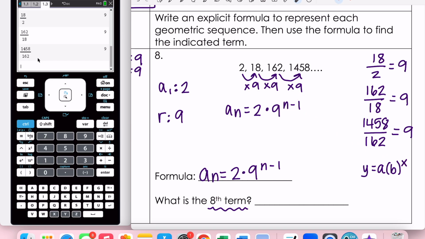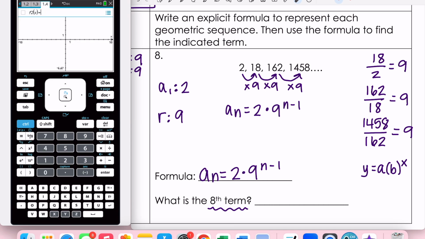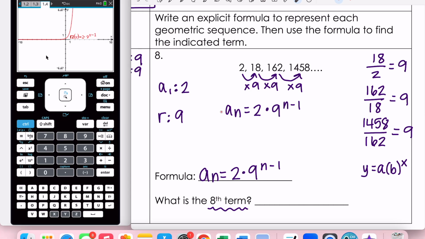So I'm kind of curious to see what this graph will look like, because this is just an equation. I'm going to put 2 times parentheses 9, close parentheses, raised to the power of x minus 1. Now, when you press enter, sure enough, a geometric function represents an exponential function. So geometric is exponential, arithmetic is linear, just an FYI.